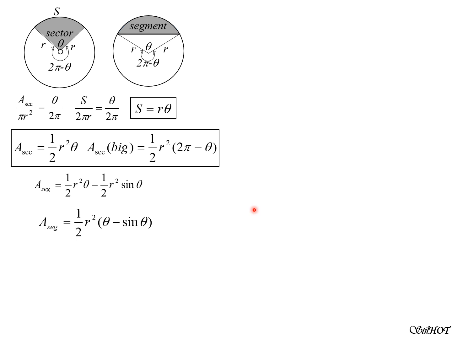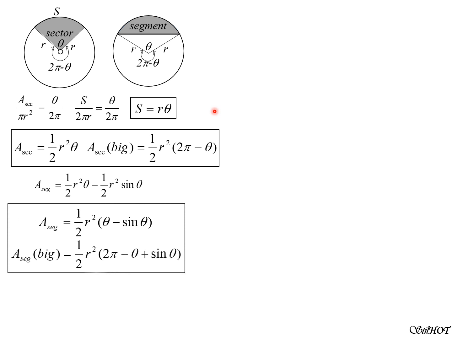So the area of the big segment is equal to the area of this sector with central angle 2 pi minus theta, then plus the area of this triangle, which is 1/2 r squared sine theta. Therefore the area of the big segment is 1/2 r squared times the quantity 2 pi minus theta plus sine of theta.